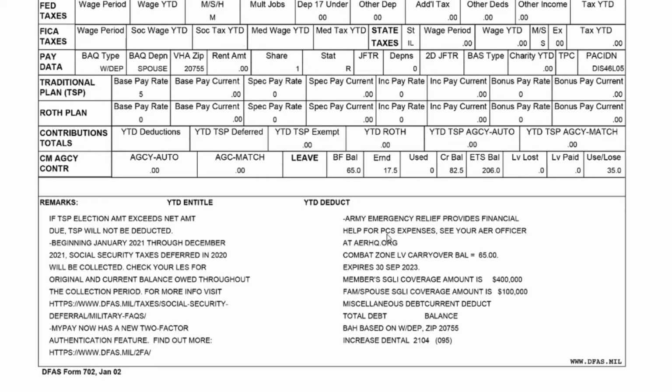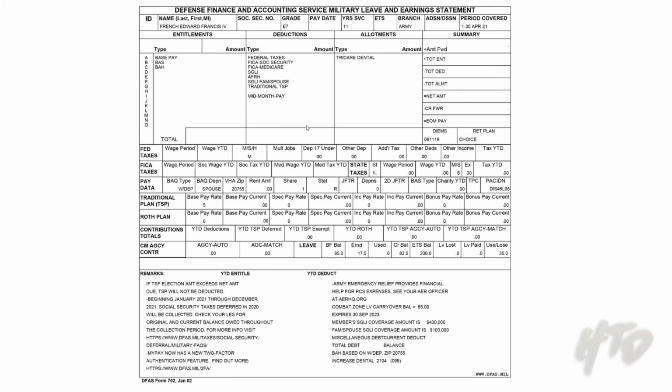And now on the right, you'll see a bunch of informational stats over here, as well as one big one, expires 30 September 2023, and that's talking about the use or lose that you'll have. You have an extended period to use that use or lose due to the pandemic. So this is a brief overview of what your LES looks like, your Leave and Earnings Statement, which is basically your pay stub.